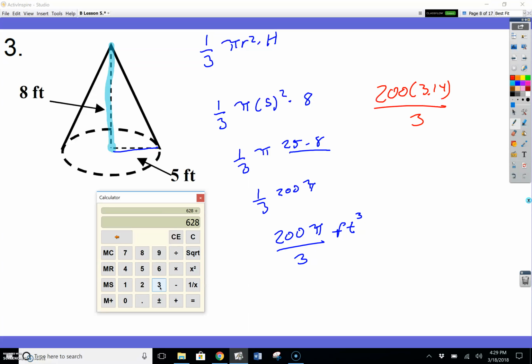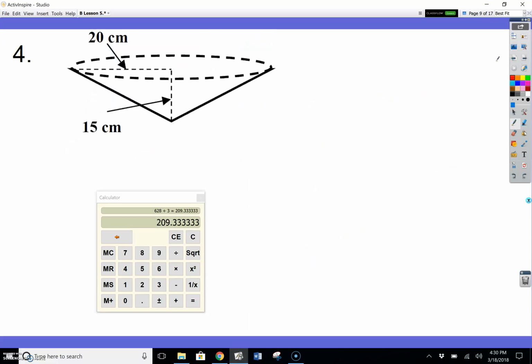And then we're going to divide that by 3 to get 209.3 repeating. And then I still use my units, feet cubed. So that is my final answer right there. Now let's go ahead and look at the next one.